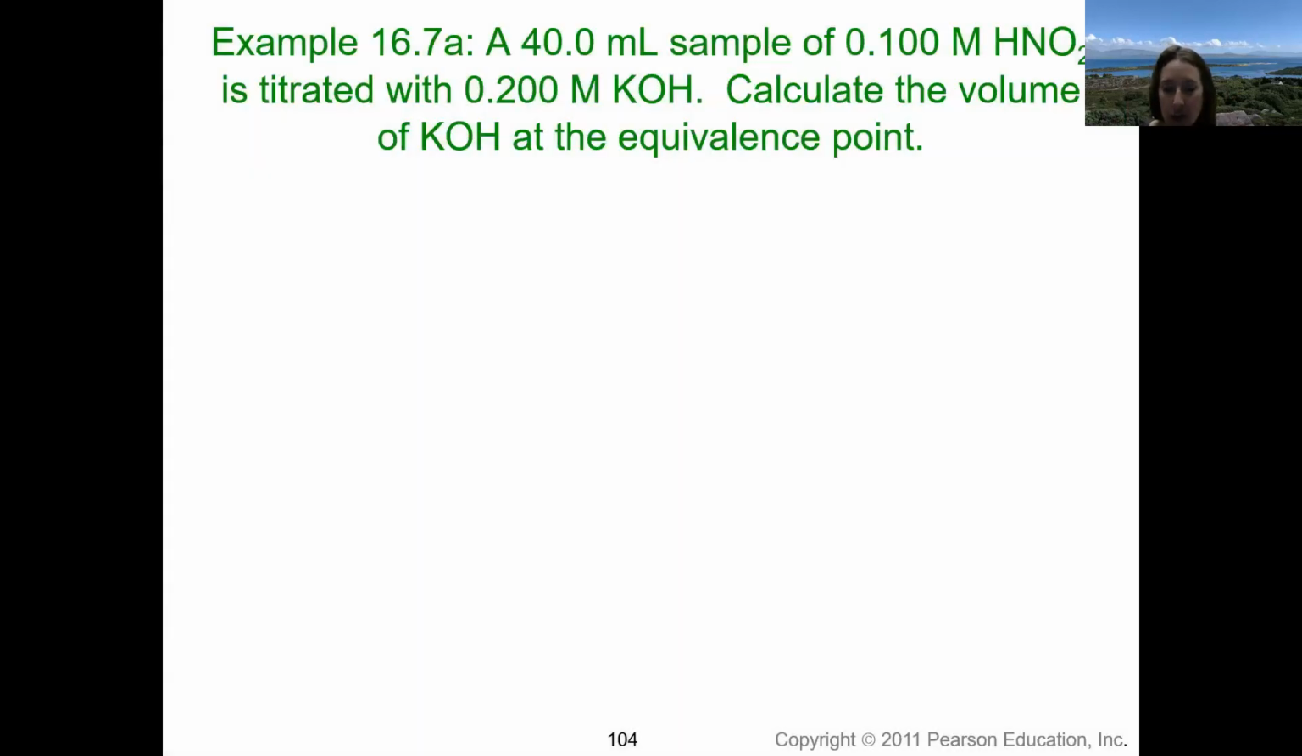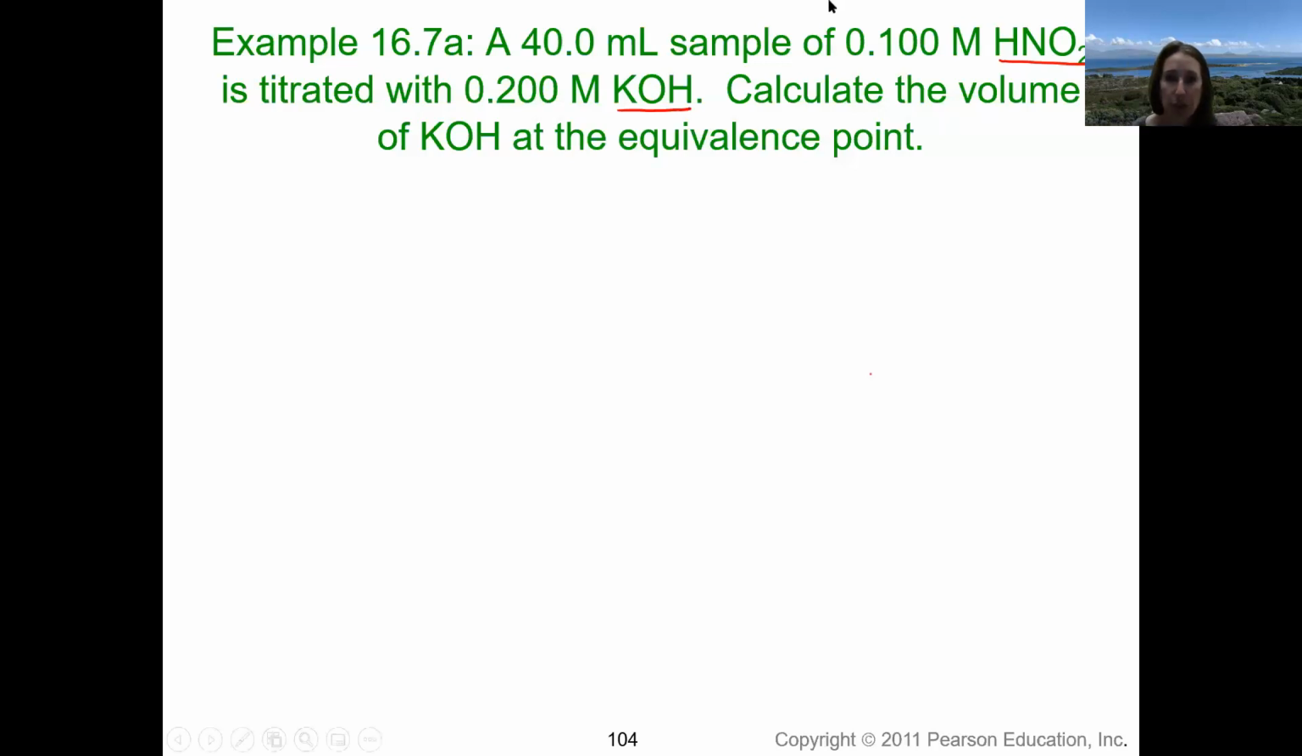Okay, so now let's go to a weak acid, strong base. Again, let's try it. Okay, this is a problem you would see on a quiz. 40 milliliters of a sample of 0.1 molar nitrous acid, a weak acid, is titrated with 0.2 molar strong base. In your brain you go, oh, this is a weak acid, strong base titration. Calculate the pH at the equivalence point.